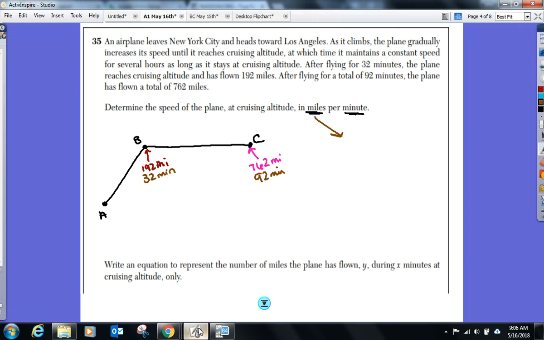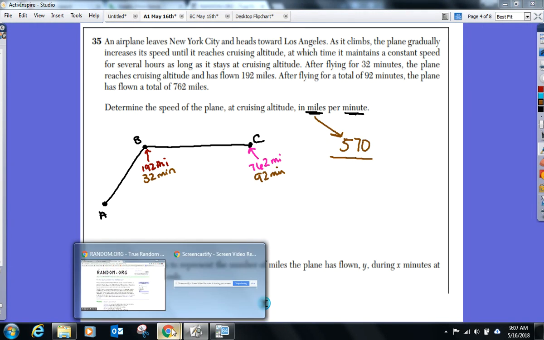Here you go, 29. How many miles did it go? How'd you get it? So what two numbers are you subtracting, Matt? Okay, 762 minus 192. What did it give you, Matt? 570 miles. How many minutes has it been in the air from B to C?